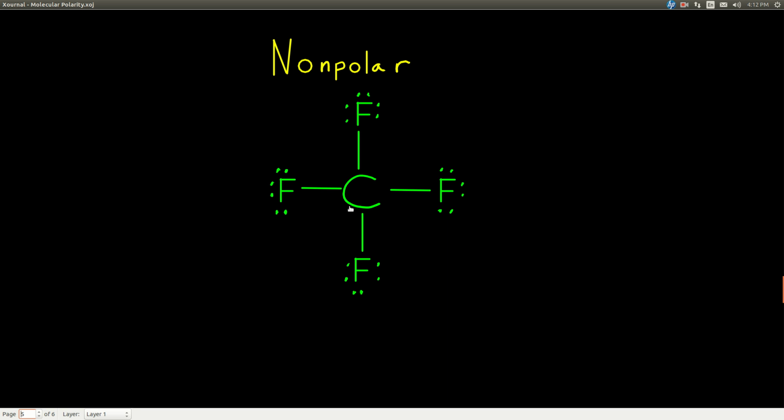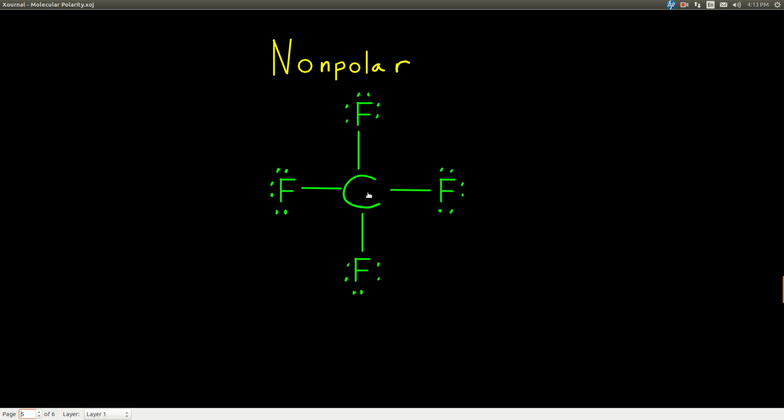This molecule here is nonpolar. Okay, let's look at why. First of all, the electronegativity of fluorine is 4.0, carbon is 2.5. The difference in electronegativity is 1.5. So each of these bonds is a polar bond, a polar covalent bond.